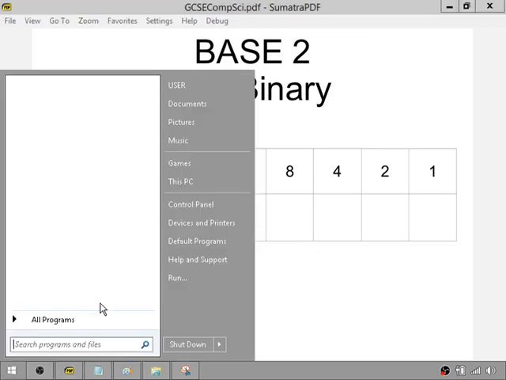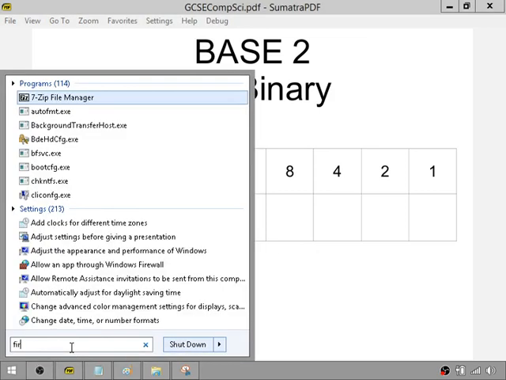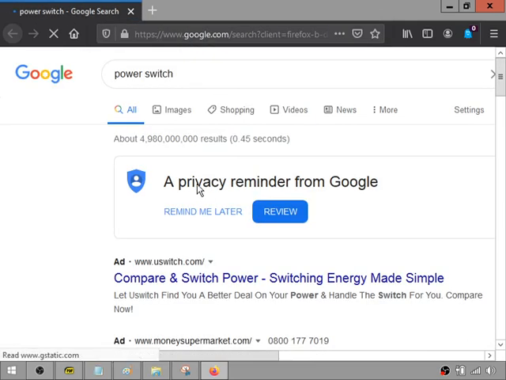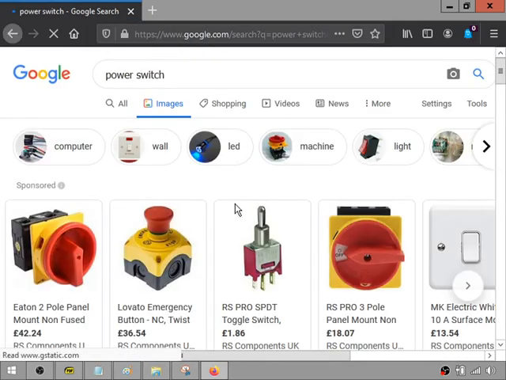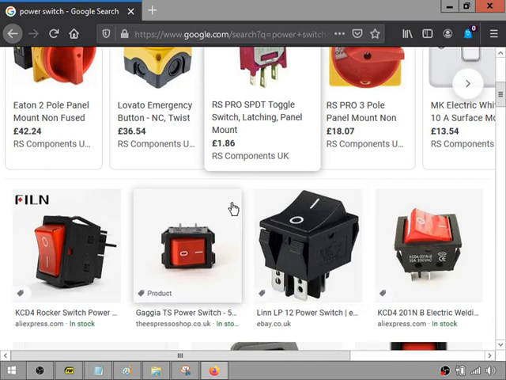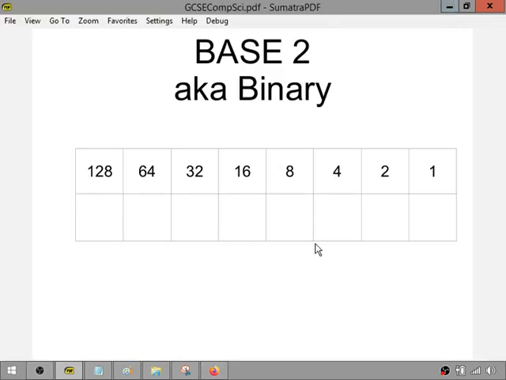I'm going to show you something that's going to blow your mind. Give me a second. Look at that. There's a power switch. Can you see that the 0 means off and the 1 means on? You'll never look at a power switch the same way again.